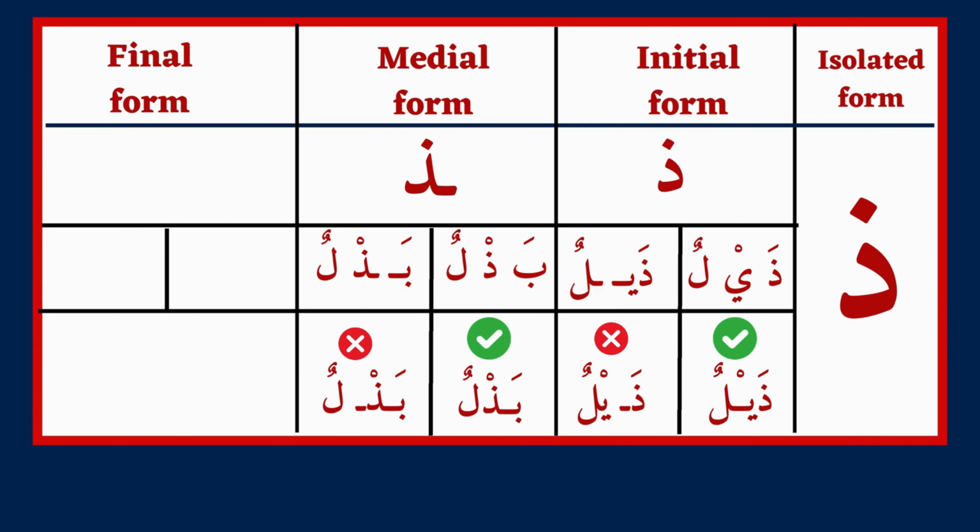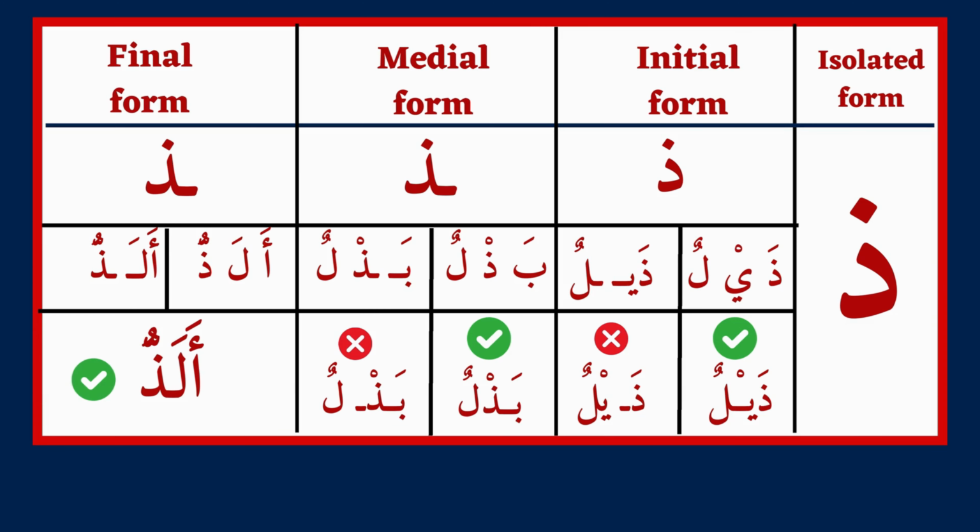Final form. When the letter ends a word, the rules applicable to it in the middle are also applicable here. It is written just as shown in this word, which signifies the closing of that word with thal.